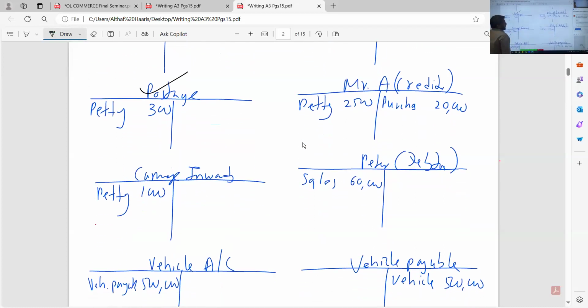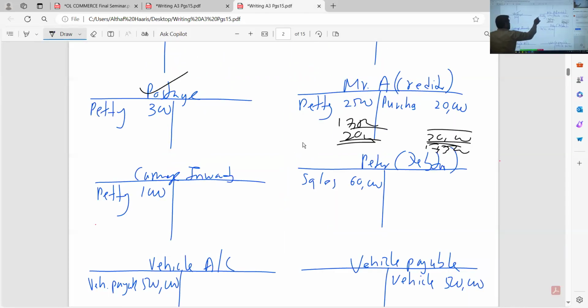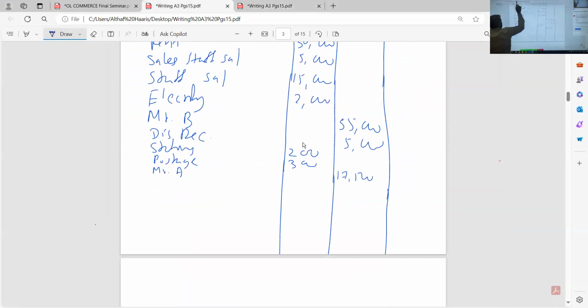Then Mr. A: here 20,000, and here 17,500 for the credit side. Mr. A, credit side 17,500. Next one. Carriage inwards 1,000.